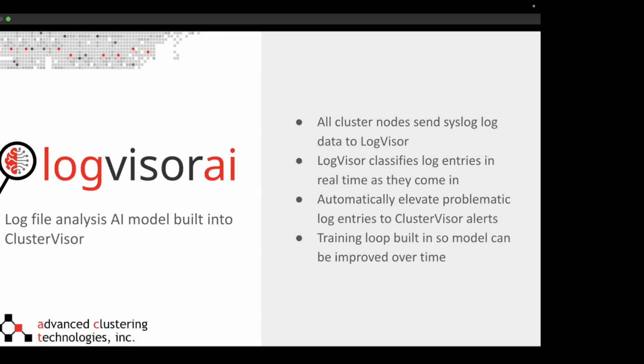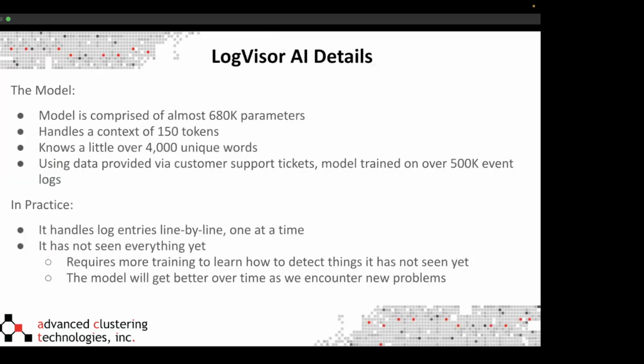So a little bit about the model. It's composed of approximately 680,000 parameters, 150 tokens, and 4,000 unique words. It was trained on over 500,000 log entries that we got from support tickets from customers over the years. So this is not ChatGPT or anything like that. It's orders of magnitude smaller. But the point is, it's only for one purpose. The model is for analyzing log data. It will get bigger over time, and we'll get more features.